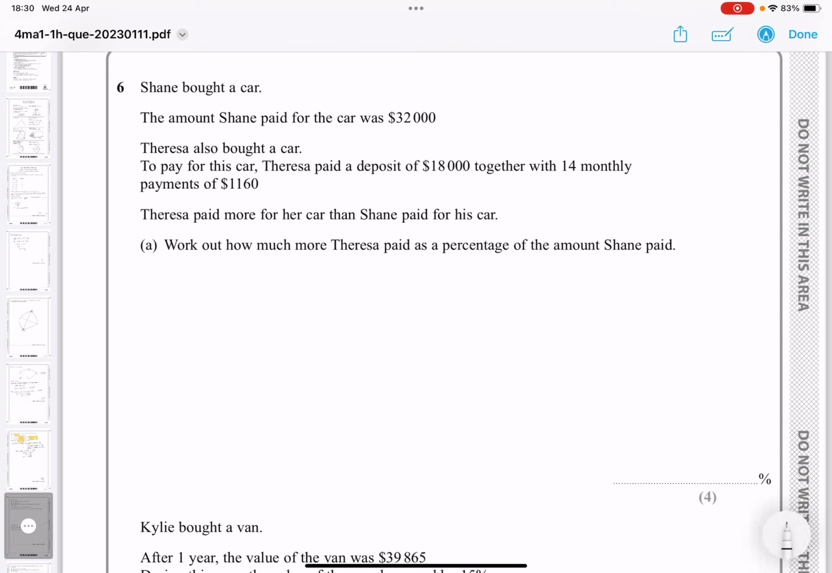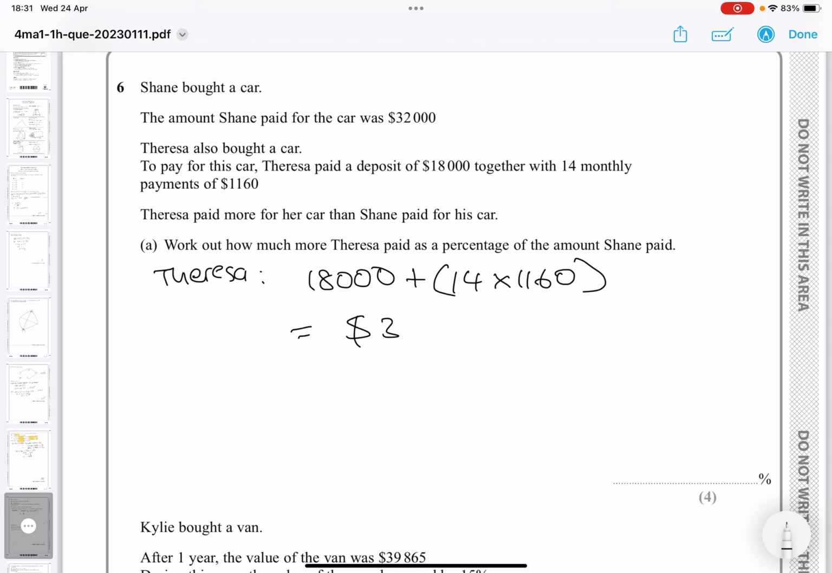Okay, so first let's work out how much Teresa paid for her car. Teresa, okay, so she paid $18,000 plus 14 monthly payments of 1,160. So you have to do 14 multiplied by 1,160 because each month she paid 1,160. So altogether she paid $34,240. But it says work out how much more Teresa paid. Okay, how much more did she pay compared to Shane? So you have to do 34,240 minus 32,000 to work out how much more she paid, which is $2,240.